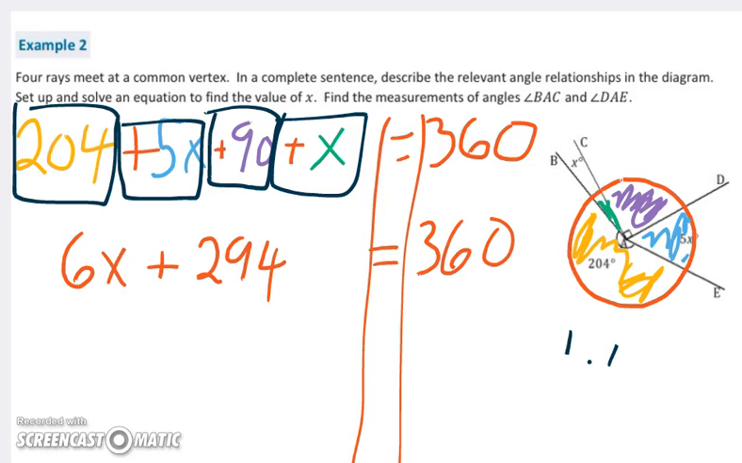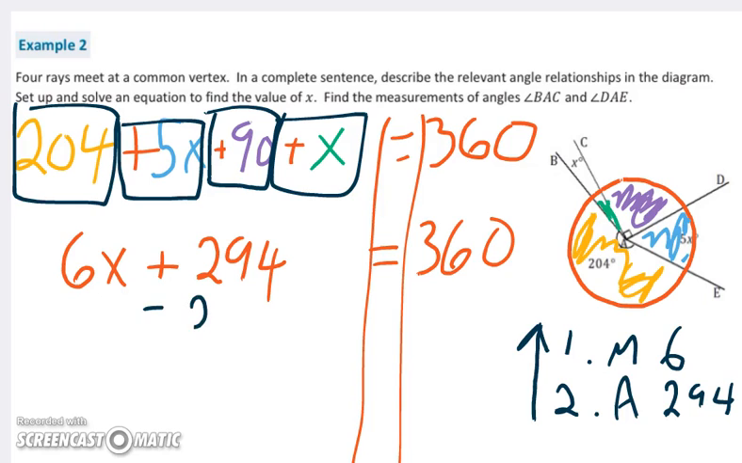Well, the first thing that's happening to it is being multiplied by 6. And after you multiply it by 6, we'll add 294. And in order to solve for x, we have to do the opposite. Okay, so we go the opposite order and the opposite operation. Well, instead of adding 294, we will subtract 294.